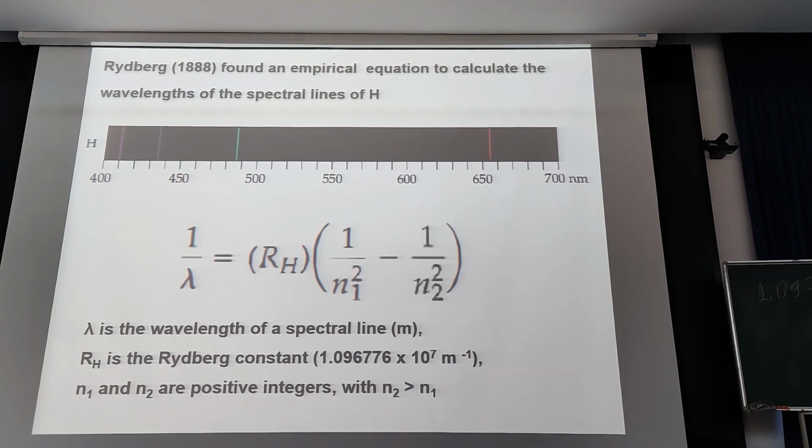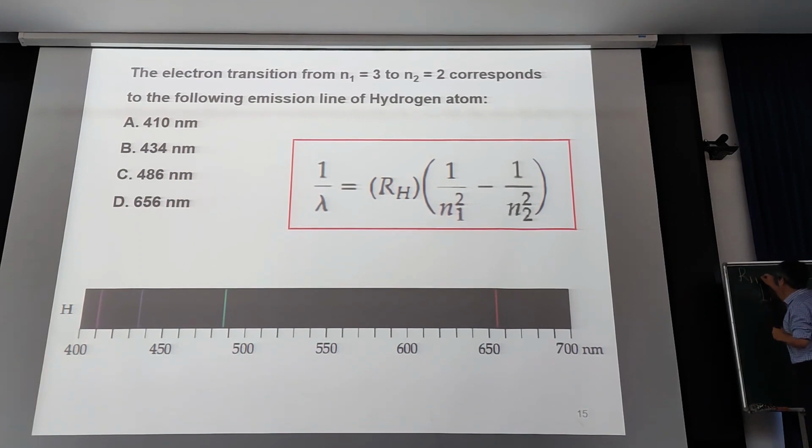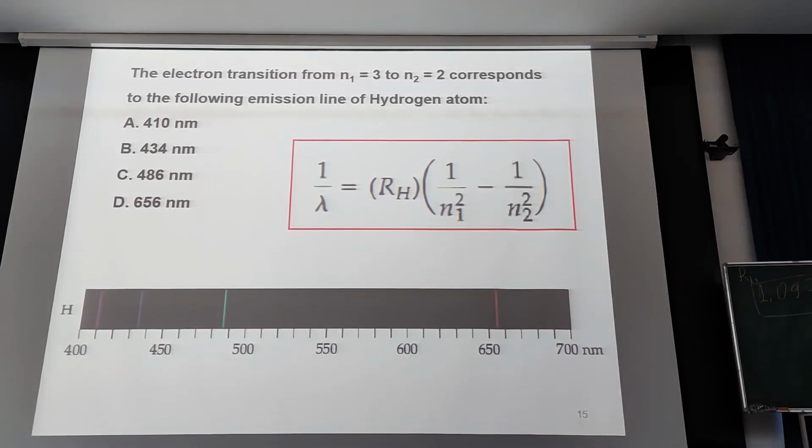Okay? Can you pick up first the Rydberg constant? Okay? So, this is the question. So, the Rydberg constant is here. This one. Try to calculate.